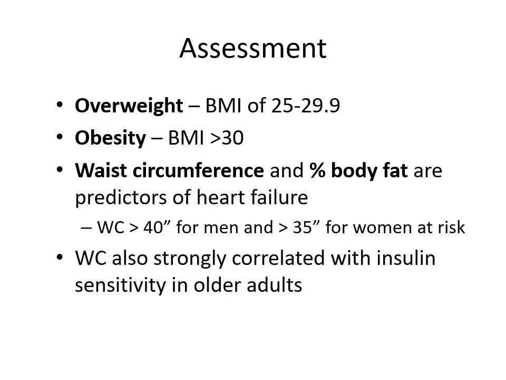Now again, just to make sure that we're all on the same page and we've been defining our terms correctly, overweight is a BMI of 25 to 29.9, and obesity, remember, is a BMI greater than 30. Other things that we want to take into account are waist circumference and percent body fat, as this will tell us the risk of other diseases, including heart failure. A waist circumference of greater than 40 for men and greater than 35 for women increases risk. Waist circumference is also strongly correlated with insulin sensitivity in older adults.